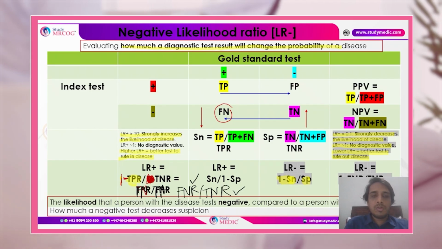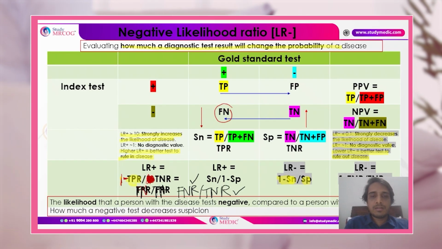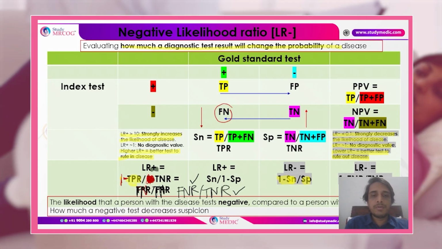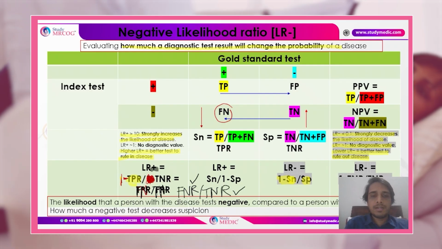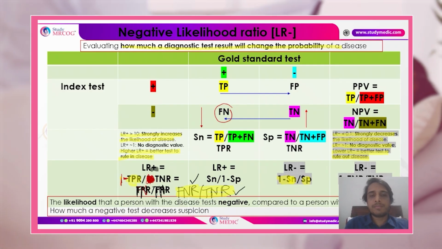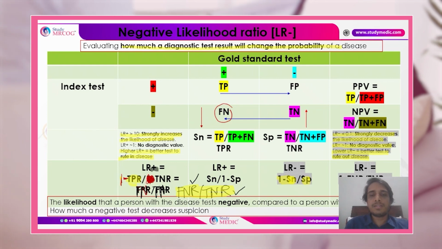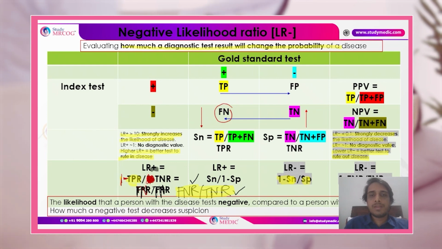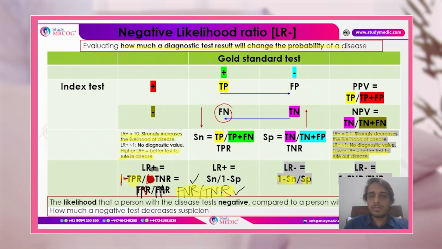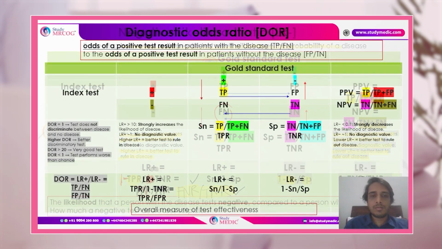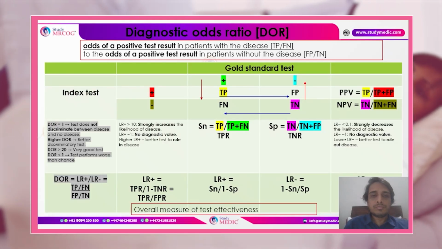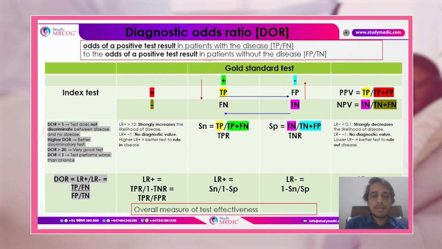So note down that the negative likelihood ratio is nothing but the false negative rate divided by the true negative rate. That is 1 minus sensitivity divided by specificity. So again, note it down.